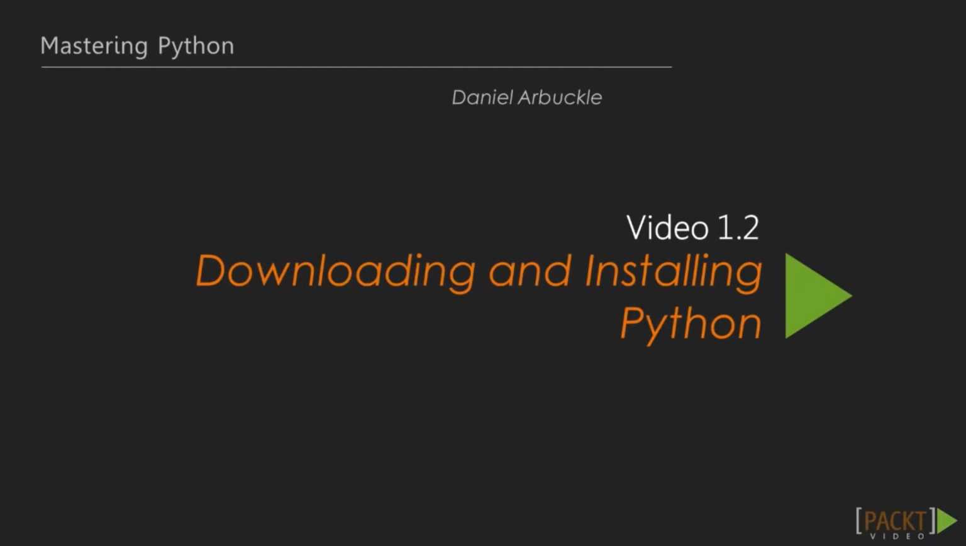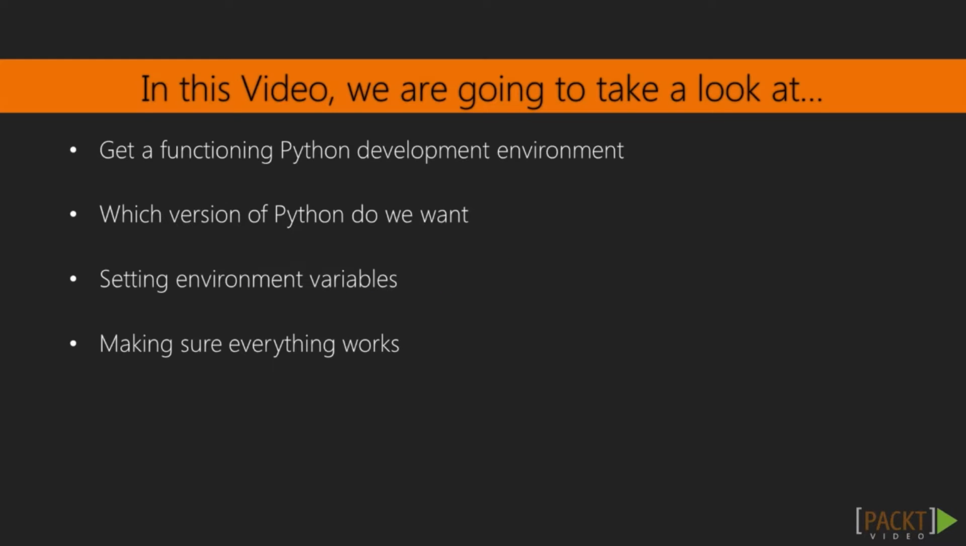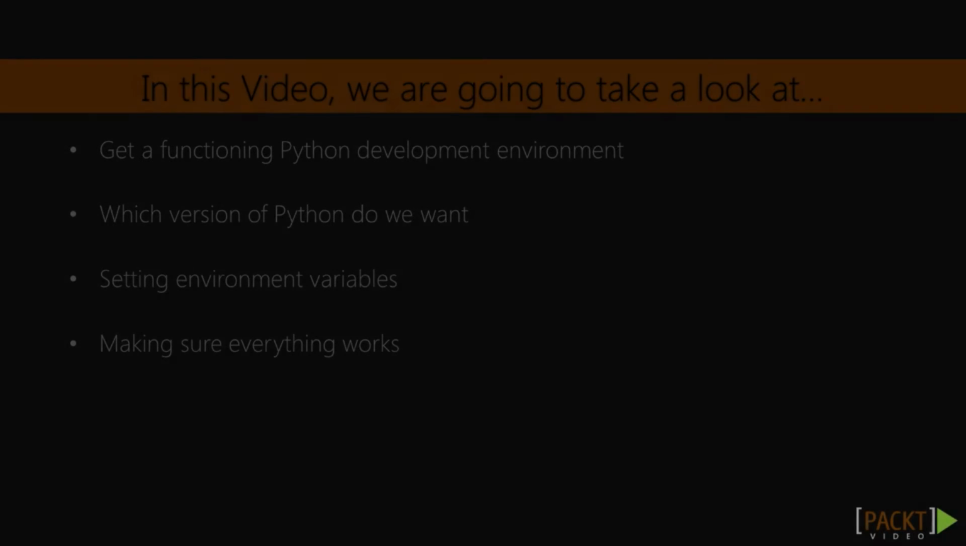The primary purpose of this video is to make sure you have a working Python development environment. That's going to involve looking at which version of Python we want, setting up environment variables, and then double-checking to make sure that the environment actually does work.